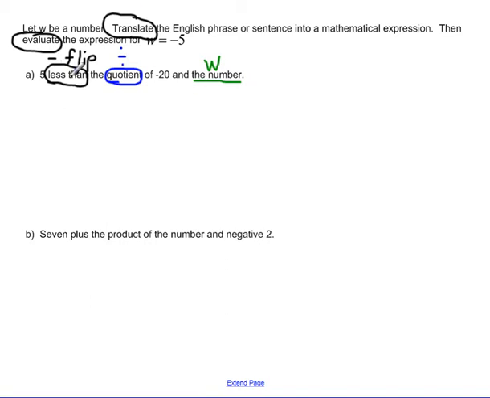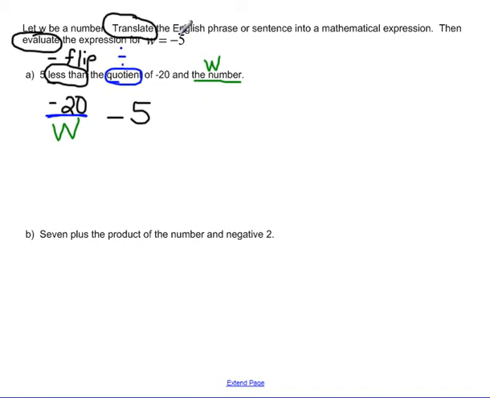So 5 less than means that we're going to have to take 5 away from something. So there's my subtraction flip. What am I taking 5 less than? I'm taking 5 less than the quotient. So let's go ahead for quotient. We're going to use the fraction notation of -20 and the number. So -20 is going to go in the top of my quotient, and the number, which we're calling W, is going to end up in the denominator of my quotient. Now we've finished the translate part.